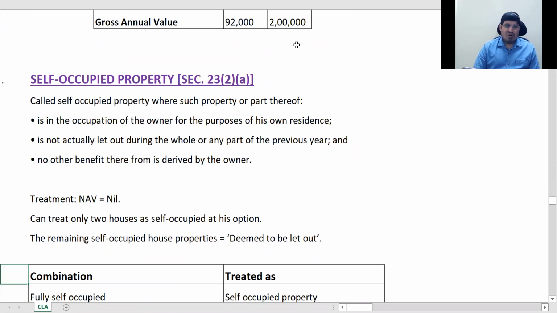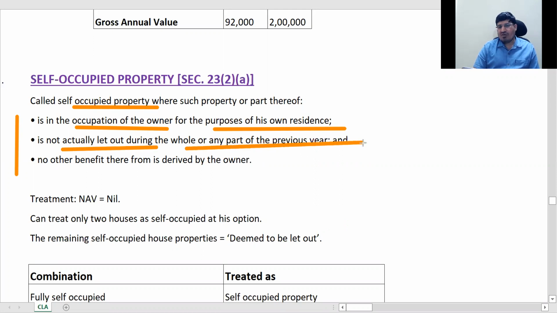तो सबसे पहले self-occupied property किसको बोलते हैं? What is self-occupied property? It is in the occupation of the owner for his own residence. Okay, one is this. All are cumulative conditions. तीनों satisfy होना चाहिए. Is not actually let out during the whole or any part of the previous year. ये जो है एक दिन के लिए भी let out नहीं होना चाहिए. ठीक है, आपने थोड़े भी पीरियड के लिए आपका घर let out कर दिए तो it will be treated as a let out property.